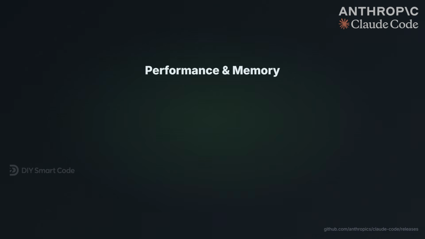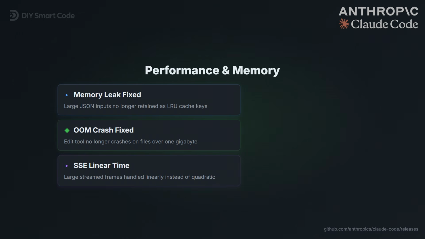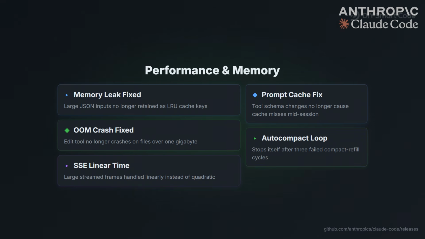Performance got a serious overhaul. A memory leak from large JSON inputs retained as cache keys is gone. The out-of-memory crash on files over a gigabyte is fixed. SSE transport now handles large frames in linear time instead of quadratic. Prompt cache misses from changing tool schemas mid-session are resolved, and the auto-compact thrash loop now stops itself after 3 failed cycles.